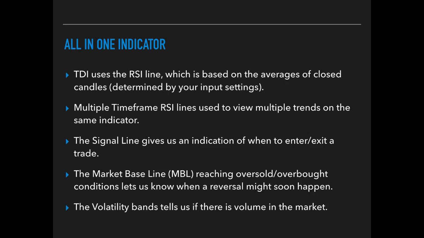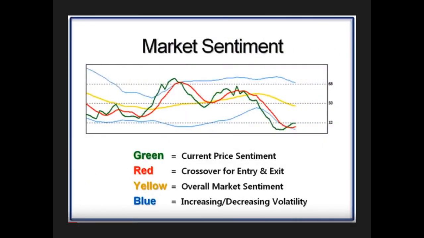All right, this is what your TDI looks like. This is market sentiment in a nutshell. Here you have the RSI, the green line, the current price sentiment. This line right here is the RSI line, which measures current price sentiment. The red line, you can think of it as a moving average. Crossovers will give us our confirmations for entries and exits.